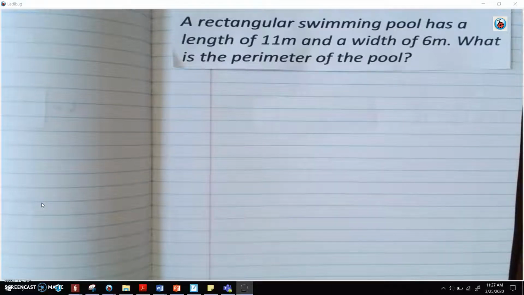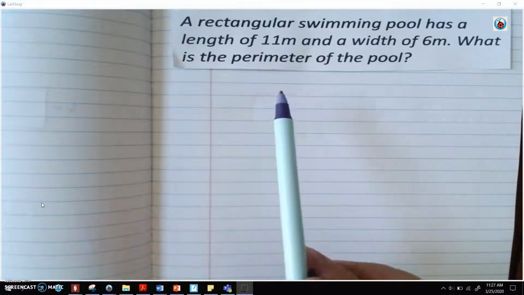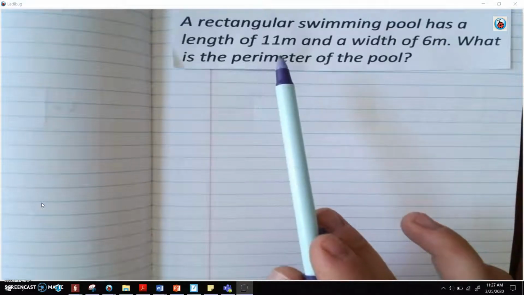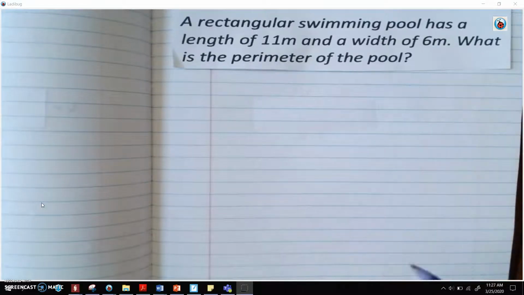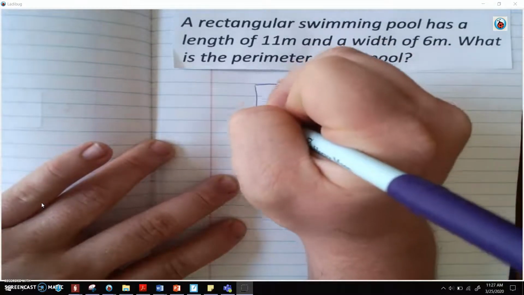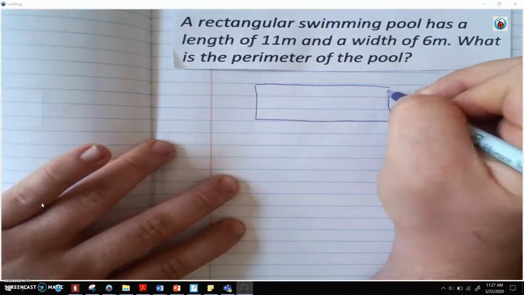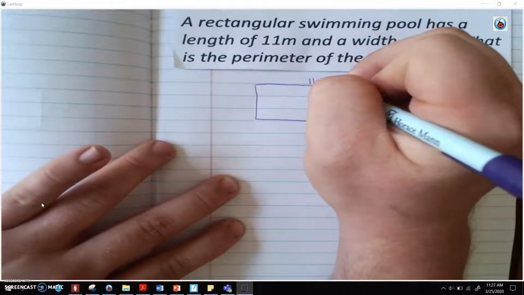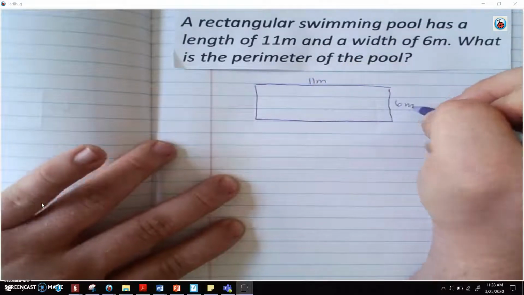to solve for it. So our problem that we're working with this morning says a rectangular swimming pool has a length of 11 meters and a width of 6 meters. What is the perimeter of the pool? I'm going to start off by just drawing a picture to help me visualize it. I know I have 11 meters and I have 6 meters.